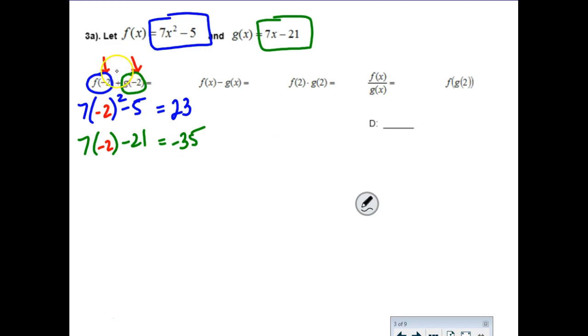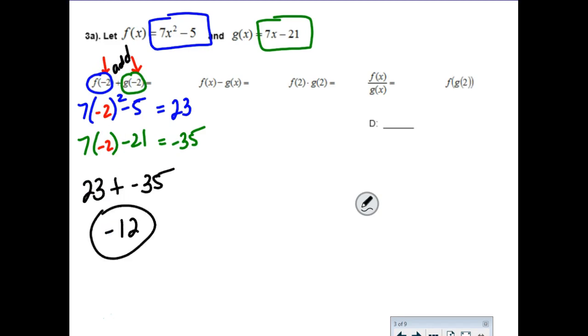Okay, so now what we need to do is remember that we're adding these together. So 23 plus a -35, according to me, is -12. Now, that's not the answer I had on my original key, so unfortunately I didn't show any work, so who knows what the heck I did.